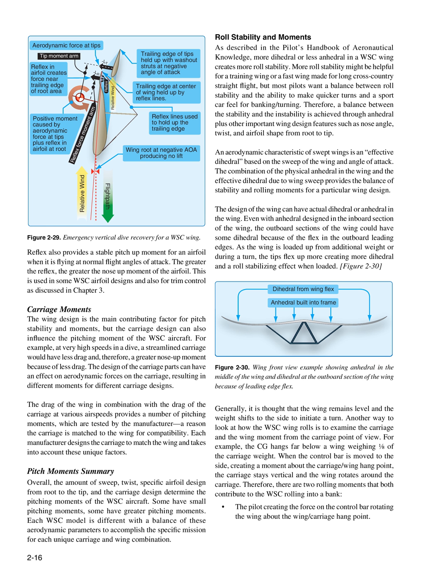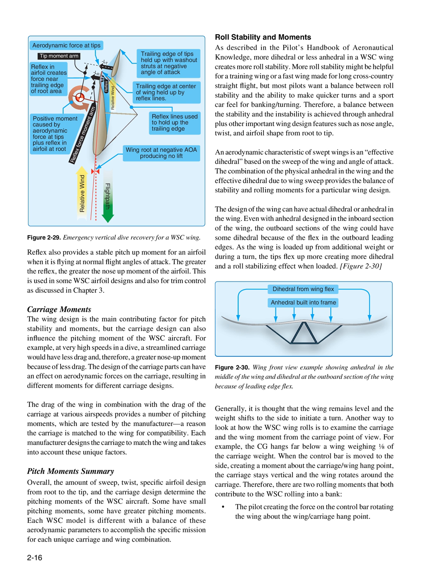The design of the wing can have actual dihedral or anhedral in the wing. Even with anhedral designed in the inboard section of the wing, the outboard sections of the wing could have some dihedral because of the flex and the outboard leading edges. As the wing is loaded up from additional weight or during a turn, the tips flex up more, creating more dihedral and a roll stabilizing effect when loaded.